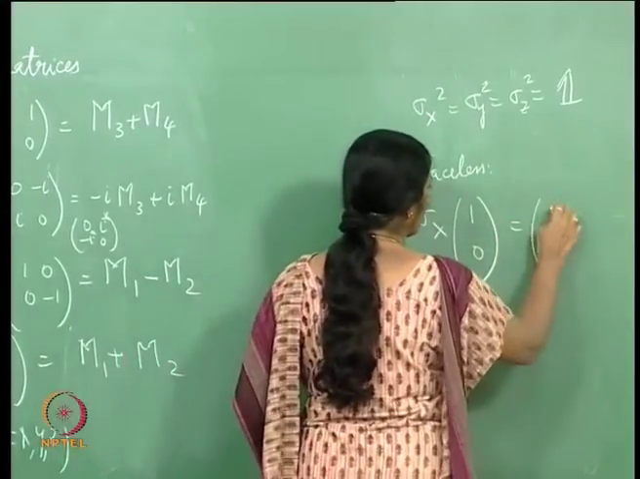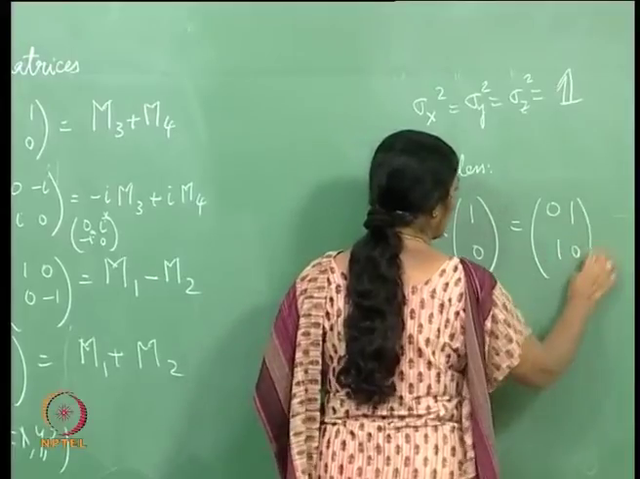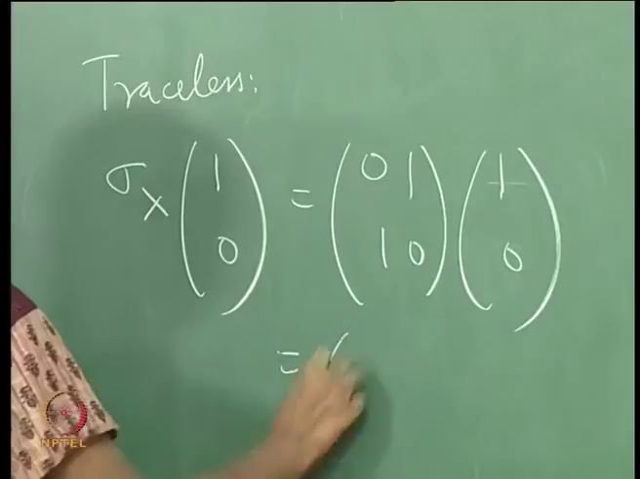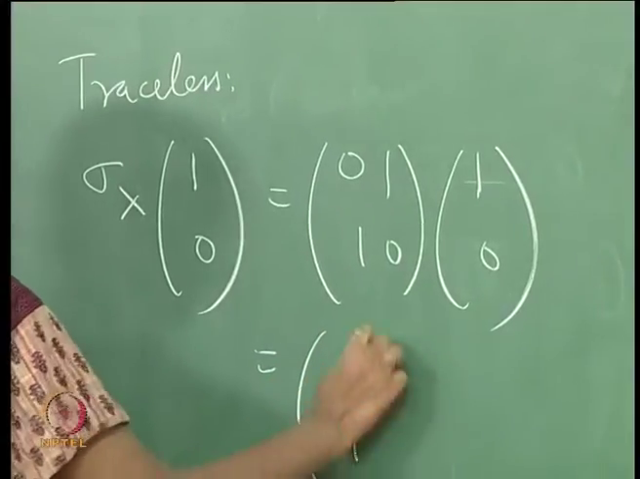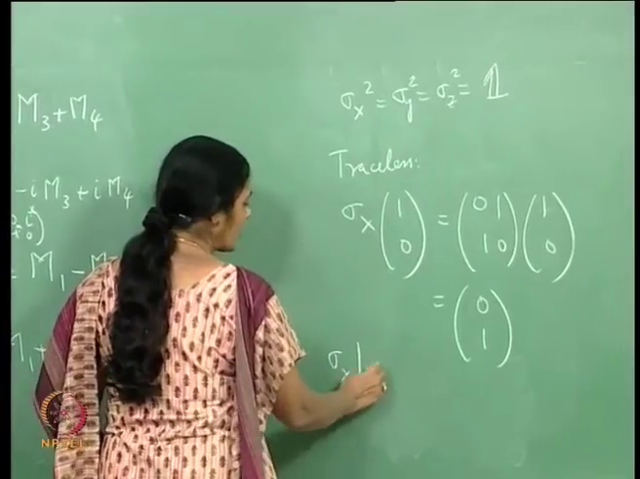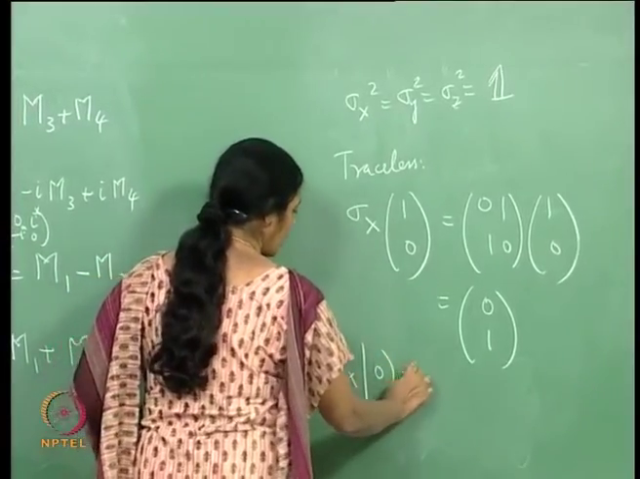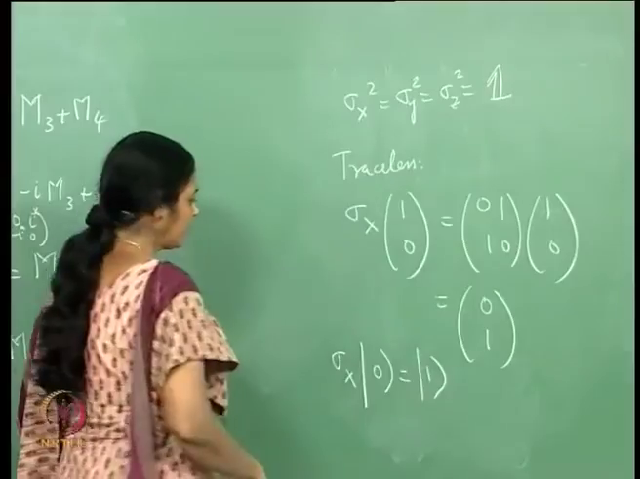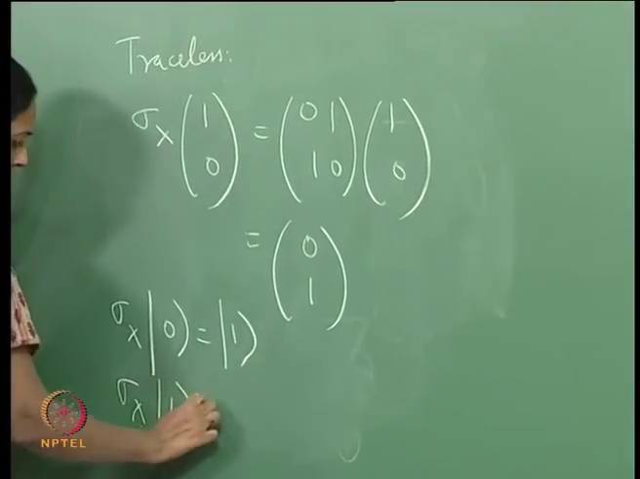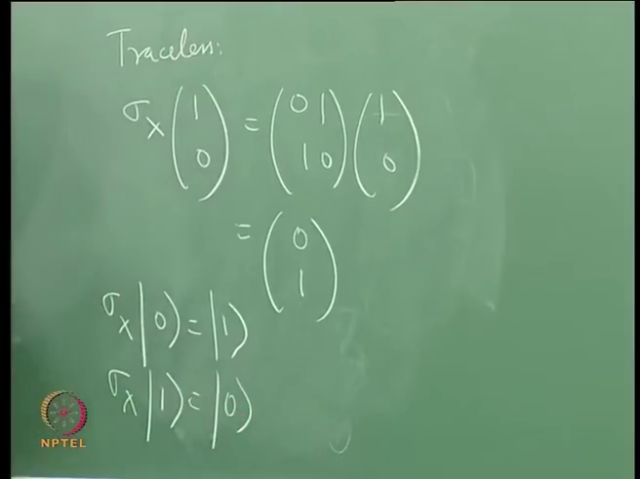Sigma x on (1, 0) is the matrix (0 1; 1 0) acting on (1, 0), and that is the same as (0, 1). So sigma x on the state ket 0 is ket 1. You can easily check that sigma x on the state ket 1 is ket 0.